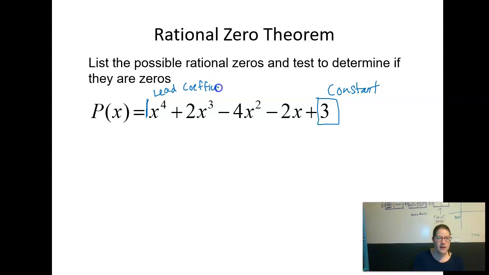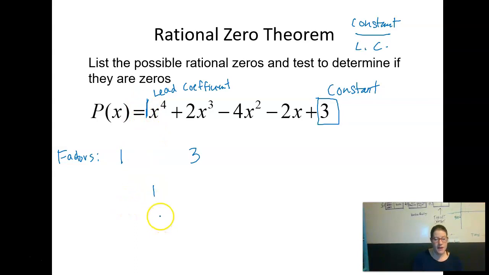So remember, the previous slide said that we should have factors of the constant over factors of the leading coefficient. So all the factors of the constant here, 3, are just 1 and 3. And then all of the factors, remember, factors just mean they go evenly into that number. And then the factors of the leading coefficient, if it's just 1, well, that's just 1. So I'm going to look at all the different combinations that I can make of fractions with these two things, always keeping the constant factors on the top and the leading coefficient factors on the bottom. So I could have a 1 over 1. I could have a 3 over 1.